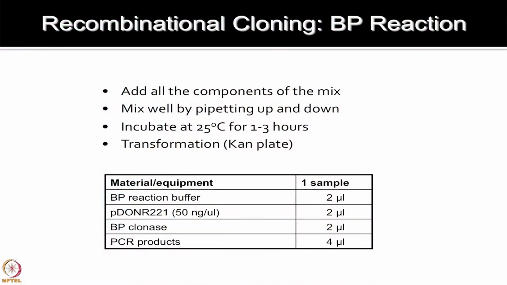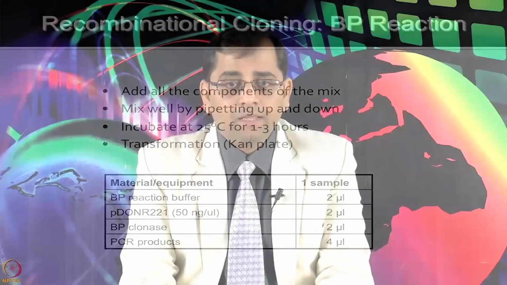So, this whole thing looks a little complex, but it happens in a very simple tube with a very simple reaction mix, which consists of the BP reaction buffer, the donor vector DNA at 50 nanogram per microliter, BP clonase enzyme and the PCR product. You mix them as the recipe shown on the slide, incubate at 25 degrees for an hour and then do the transformation on the kanamycin plate. Next day you will have colonies grown on the kanamycin plate. The reaction is very specific and very efficient. From these colonies you can make the DNA and proceed to the LR reaction.